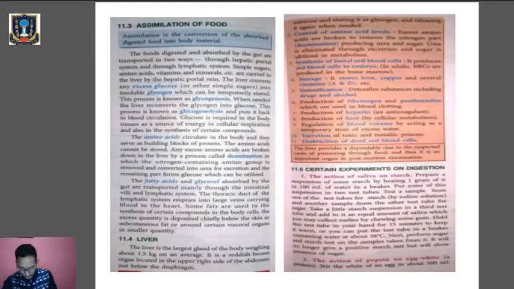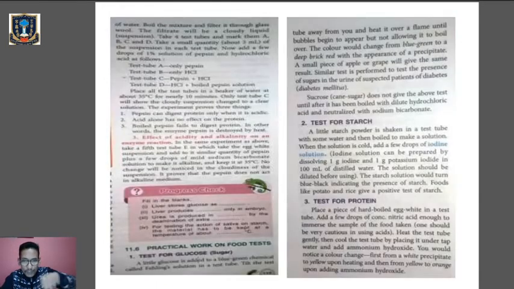Now we will learn certain experiments on digestion, but the most important one is the action of pepsin, the enzyme that digests protein. We will go to point number 2, the action of pepsin on egg white protein. For the experiment, we stir the white of an egg in about 500 ml of water, then boil the mixture.